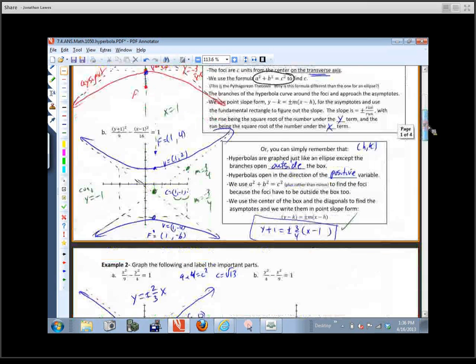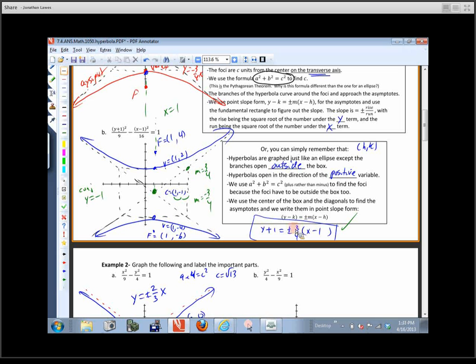And then we went through and we looked at this. We said, you know, you can really reduce this. If you know how to graph an ellipse, it's really easy to graph a hyperbola if you just keep a couple of things in mind. Okay, they're graphed just like we graph an ellipse, except for there are 2 branches and they open outside that little rectangle that we can draw. Hyperbolas open in the direction of the positive squared variable. Okay, we use the a squared plus b squared equals c squared because we have to add the 2 of those together, not subtract, to make sure that the foci are definitely going to be outside that rectangle.